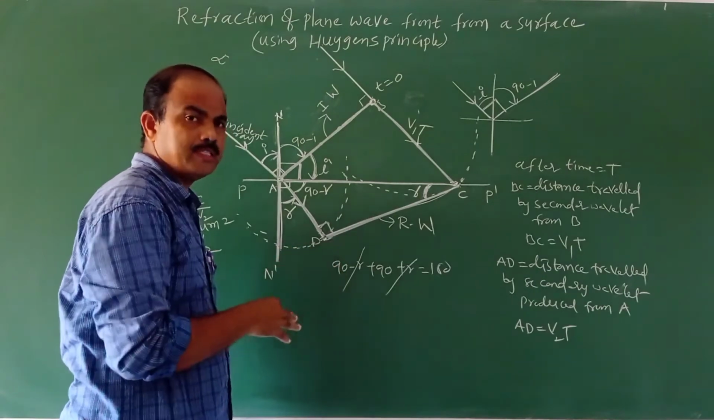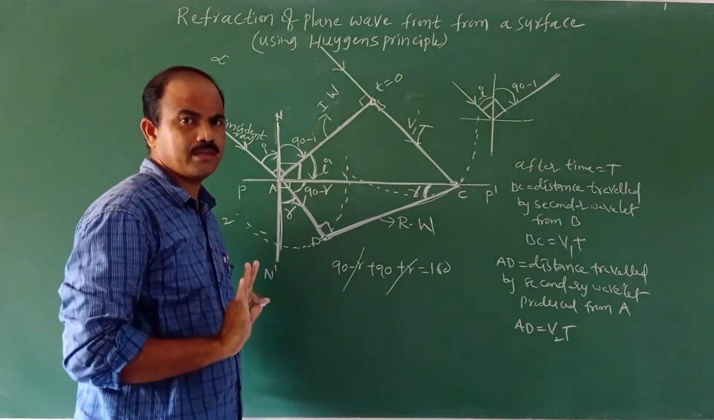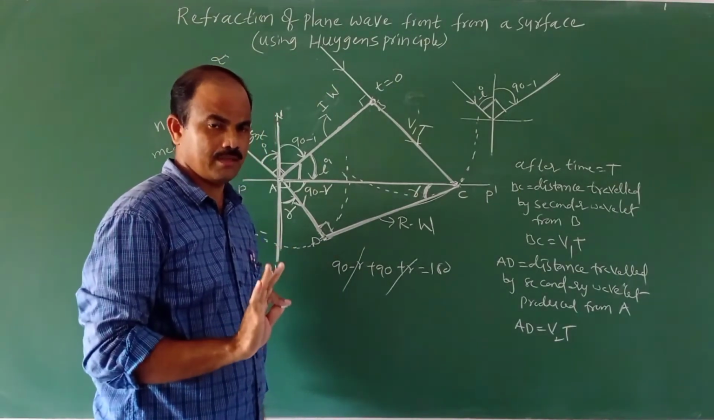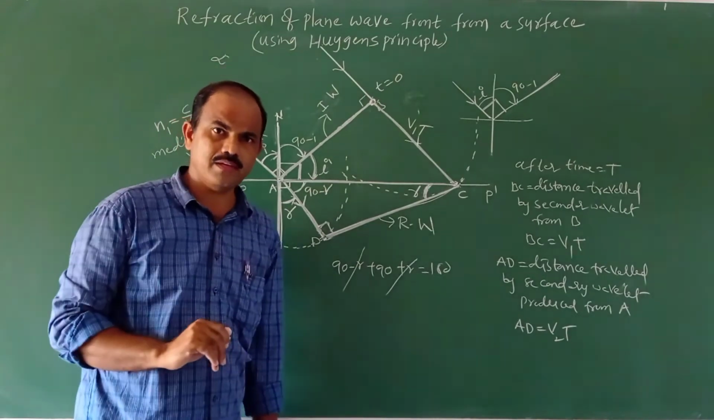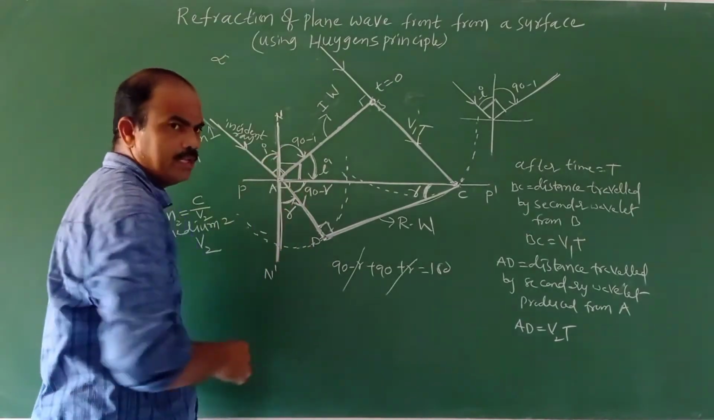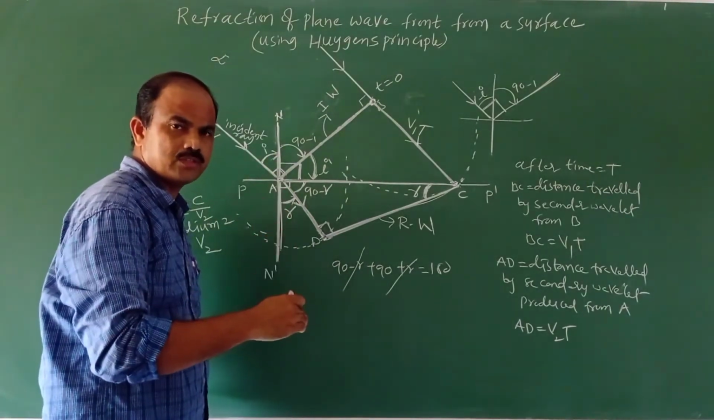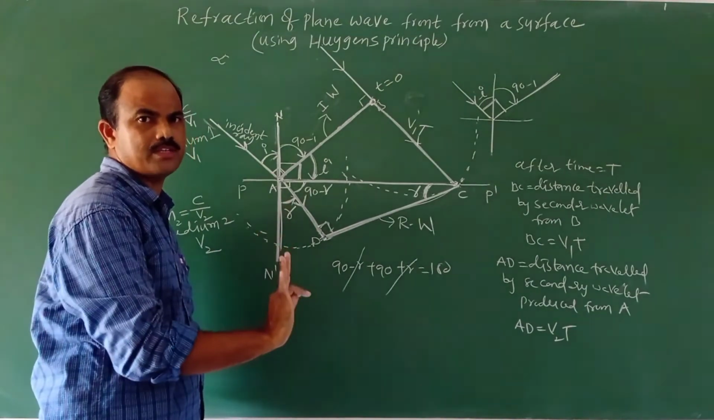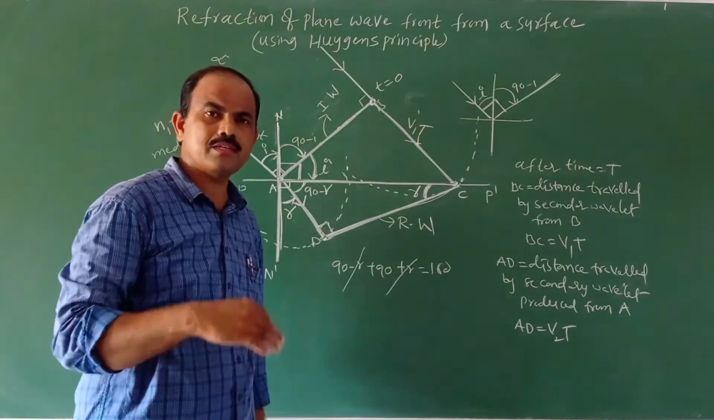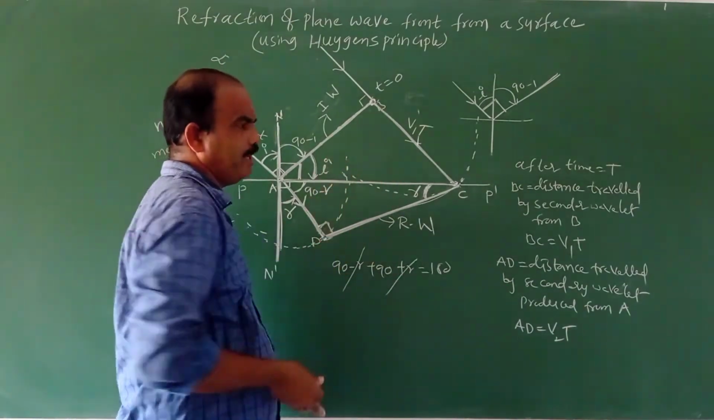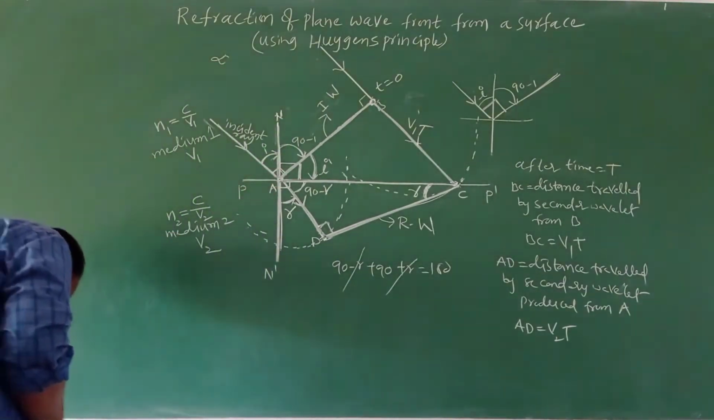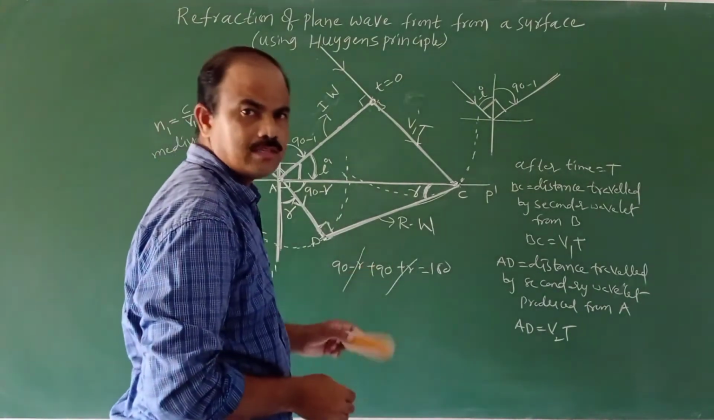When we say that this plane wavefront will be refracted, it must satisfy the conditions of the laws of refraction. What are the laws of refraction? When light travels from one medium to another medium, the ratio of the sine of the angle of incidence to the sine of the angle of refraction is always constant. So if we derive Snell's law of refraction from this diagram, then we say that the wavefront is refracted. So now from this diagram I am going to derive Snell's law of refraction.